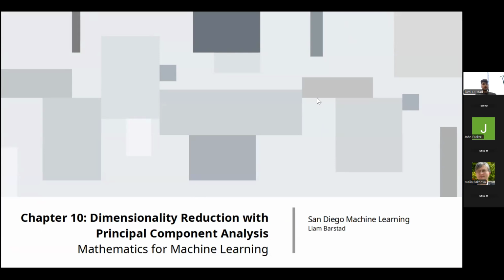Oh, okay, cool. Awesome. So yeah, I thought that this particular chapter was very interesting. This is dimensionality reduction with PCA, or principal component analysis.